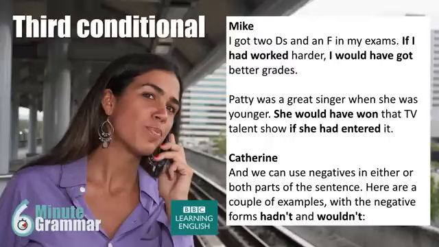Patty was a great singer when she was younger. She would have won that TV talent show if she had entered it. And we can use negatives in either or both parts of the sentence. Here are a couple of examples with the negative forms hadn't and wouldn't.